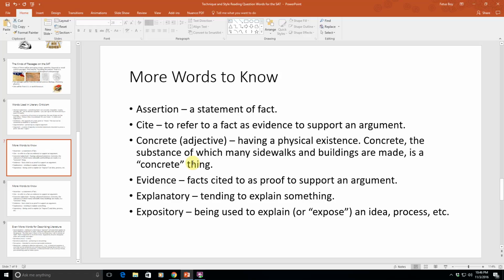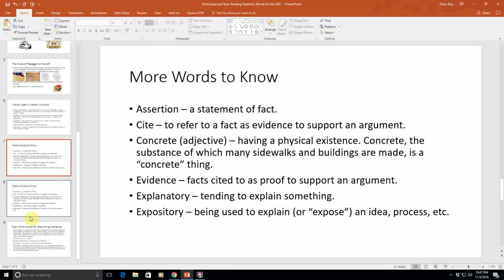And something that is explanatory is something that tends to explain something. So hopefully you find this video to be explanatory of many things that you would like to know. Expository is similar to explanatory in that it is something that is used to explain or, in quotes, expose an idea, a process. So many of the essays you've had to write in school were expository essays where you were explaining an idea or a process, etc., etc.